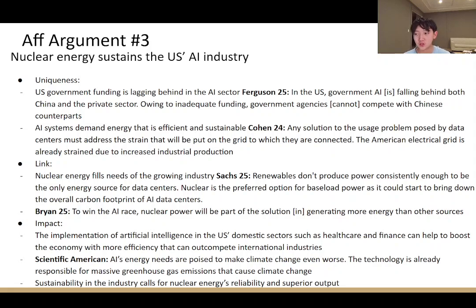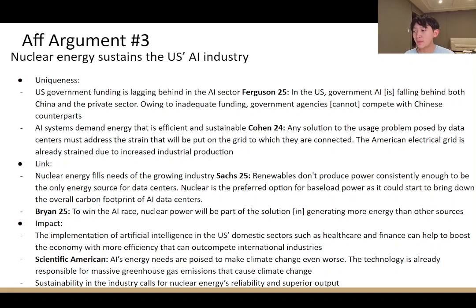And according to Brian25, to win the AI race, nuclear power will be part of the solution in generating more energy than other sources. Again, I think I mentioned this in argument number 1, but a lot of private companies are currently interested in investing into AI because they want to nuclearize their grid, right? They want to have a more efficient technology. As their data centers expand, as their company grows bigger, they require more energy, which nuclear energy will be able to solve for.